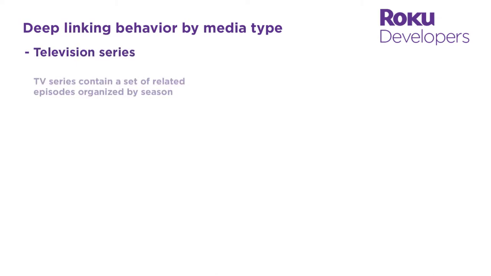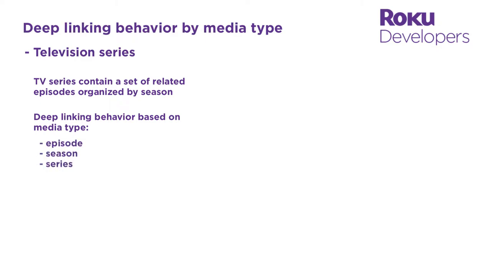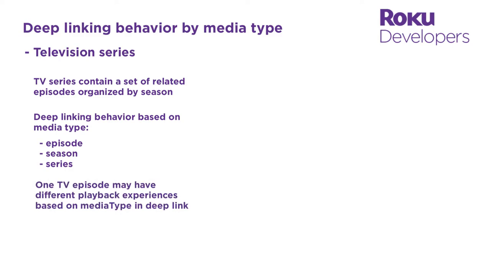Television series, which contain a set of related TV episodes that may be organized by season, have different behaviors based on whether the media type passed into the deep link is an episode, season, or a series. So the same television episode with the same unique content ID can have three different playback experiences based on the media type passed into the deep link.